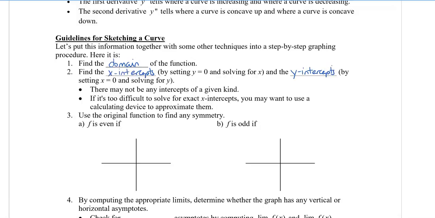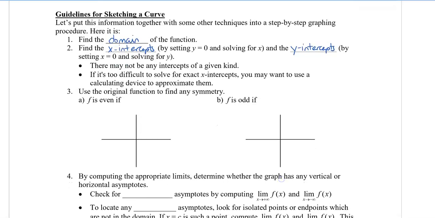Now you might not have any intercepts, and if it is too difficult to find, you might want to use a calculator to look it up. But that's kind of weird because we're trying to do this graphing without the calculator. All right, now you're going to use the original function to find any symmetry. Now we haven't talked about this for a long time, so let's review what this is.